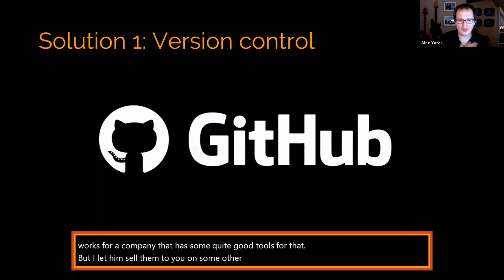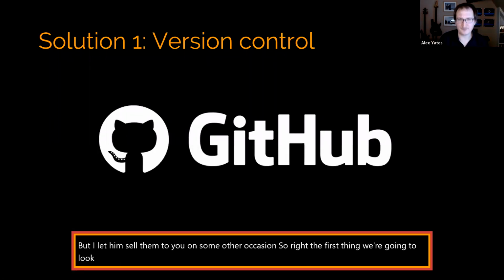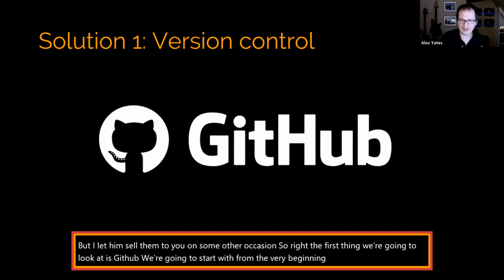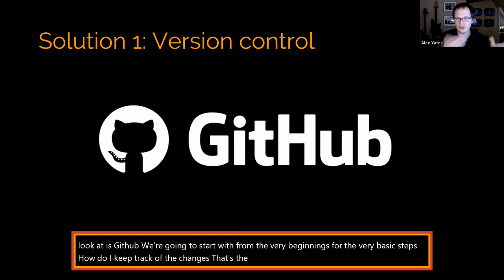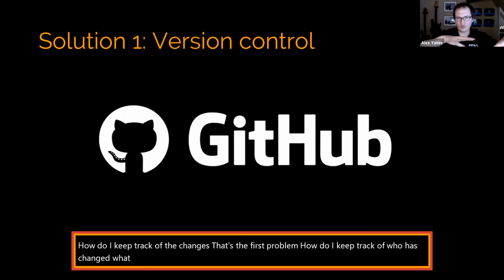So right, the first thing we're going to look at is GitHub. We're going to start from the very, very beginning, from the very basic steps. How do I keep track of the changes? That's the first problem. How do I keep track of who has changed what and when, in a world where we're all working on our own environments? And the way that we're going to do that is we're going to use source control.